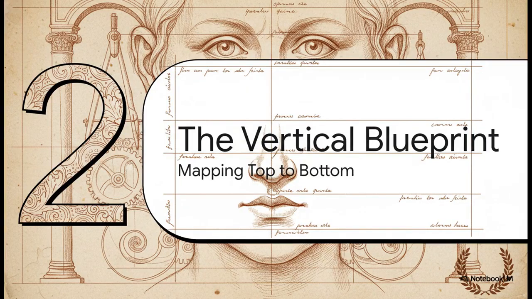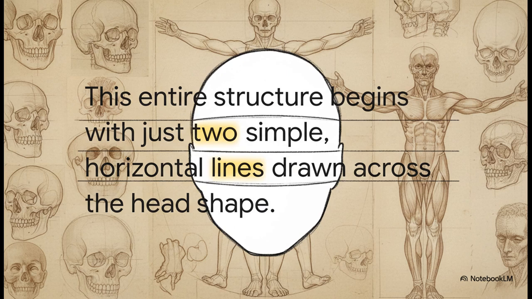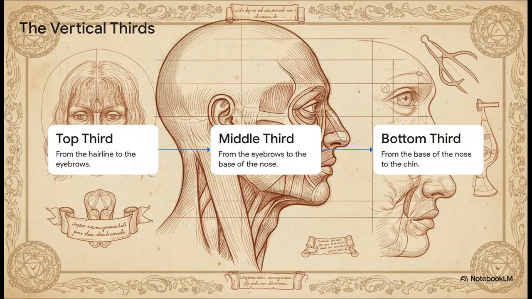Okay, the vertical blueprint. This is all about mapping the height of the face. We're basically creating the foundational zones where all of our features are going to live. And what's amazing is that this entire complex structure all starts with just two simple horizontal lines. That's it, just two lines across a blank head shape. So here's how they work. That first line we draw creates our top third, running from the hairline down to the eyebrows. Our second line creates the middle third, which goes from the eyebrows to the base of the nose. And then everything below that, all the way down to the chin, becomes the bottom third. And just like that, you've got three perfectly equal sections.